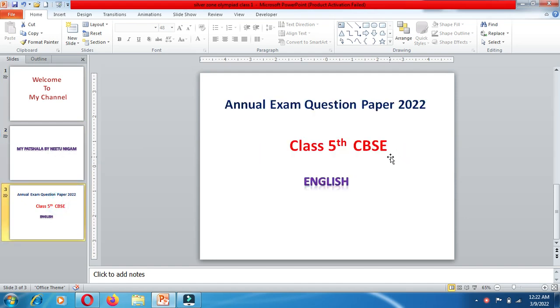आज मैं आपके लिए लेकर आई हूँ एनुअल एग्जाम क्वेश्चन पेपर 2022 क्लास फिफ्थ सीबीएसई स्कूल के पेपर्स हैं इंग्लिश के. इससे पहले मैंने हिंदी के क्वेश्चन पेपर की वीडियो बनाई थी. अगर आपने उसे नहीं देखा है तो उसके लिंक मैं वीडियो में डाल दूँगी. तो आज का पेपर हम देखते हैं इंग्लिश सीबीएसई बोर्ड के. तो चलिए स्टार्ट करते हैं.